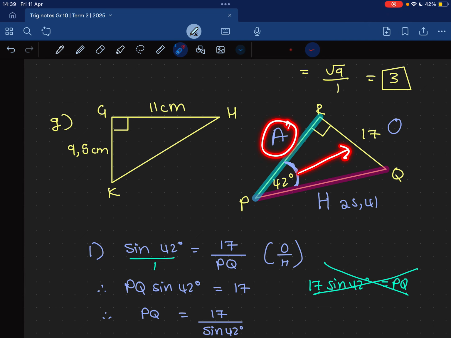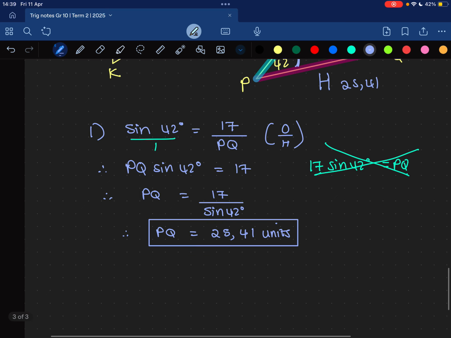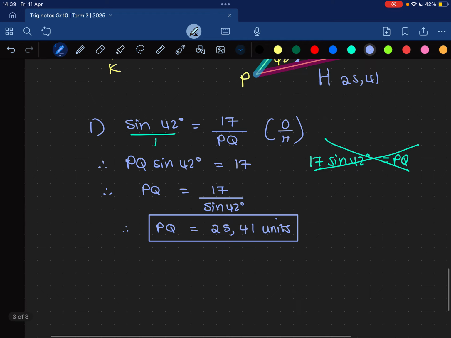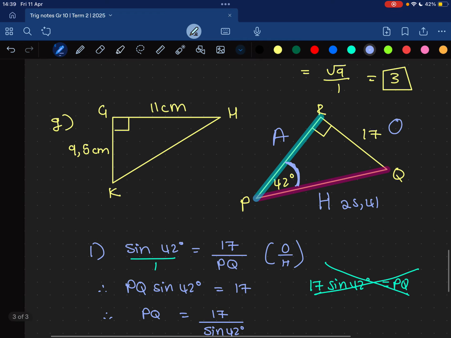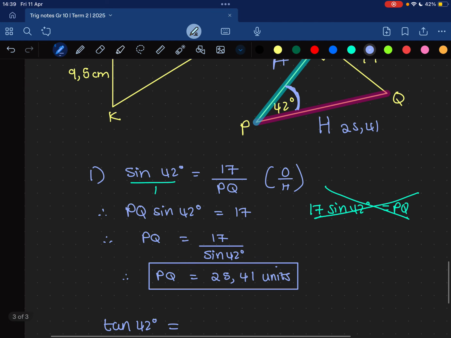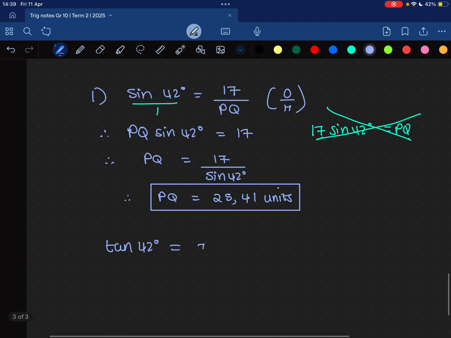So I recommend that you maybe avoid using it, just because you could still use the 42, and you can use, well, A and O would be tan. So you can just say, well, tan of 42 degrees is equal to opposite over adjacent, which is 17 over PR. So again, be careful, don't make that multiplication mistake. It's going to be PR is equal to 17 divided by tan of 42.